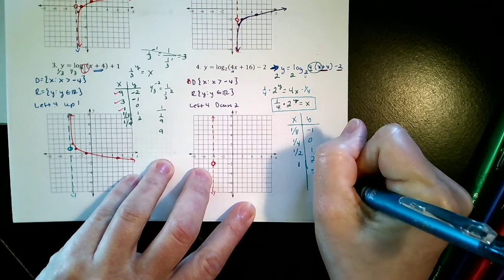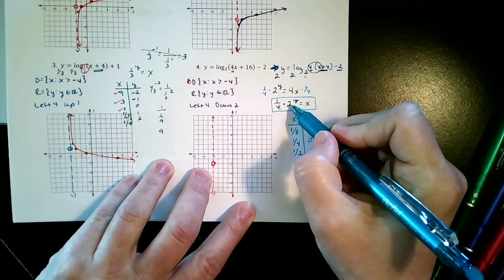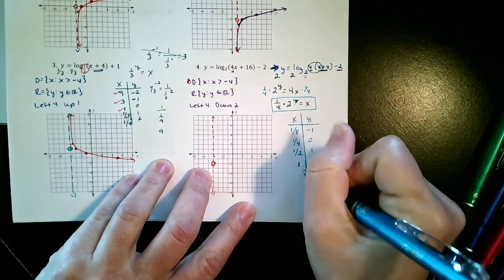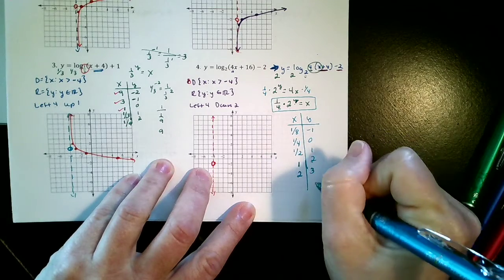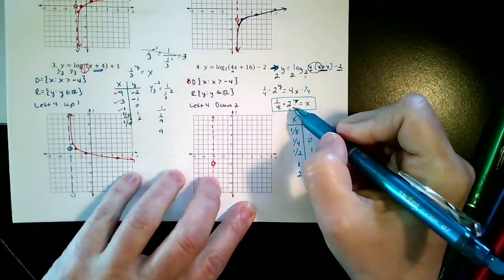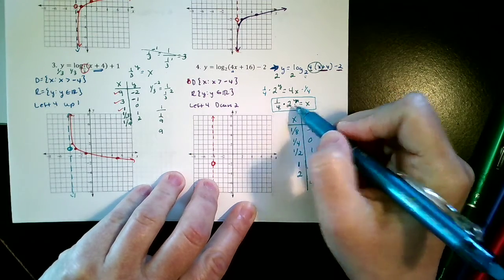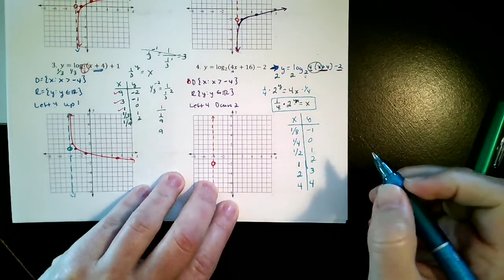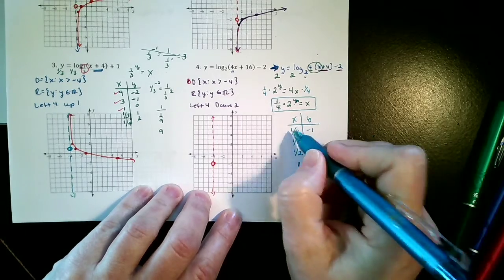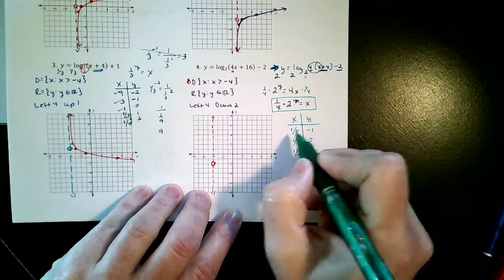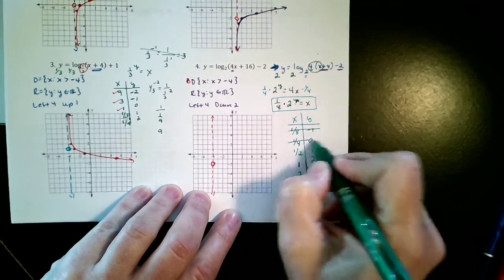I'm going to pick a few more numbers. I'm going to put 3 in there. 2 to the third power is 8. Right? 2 times 2 times 2 is 8. 1/4 times 8 is 2. And I'm really going to get crazy here. I'm going to put 4 in there. 2 to the fourth power is 16. So 1/4 times 16 is 4. Now, I don't know about you guys, but I'm not interested in graphing this point, and I really don't want to graph that point.